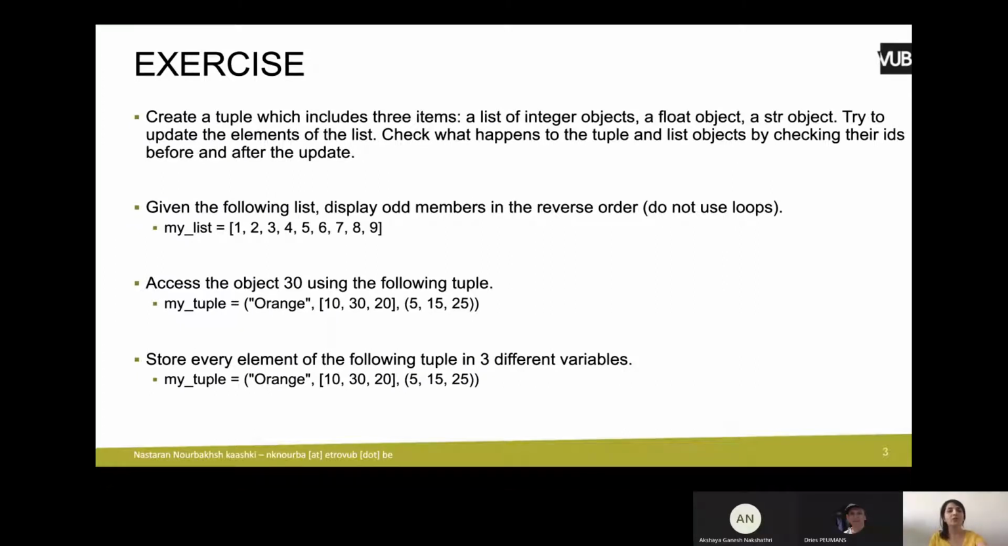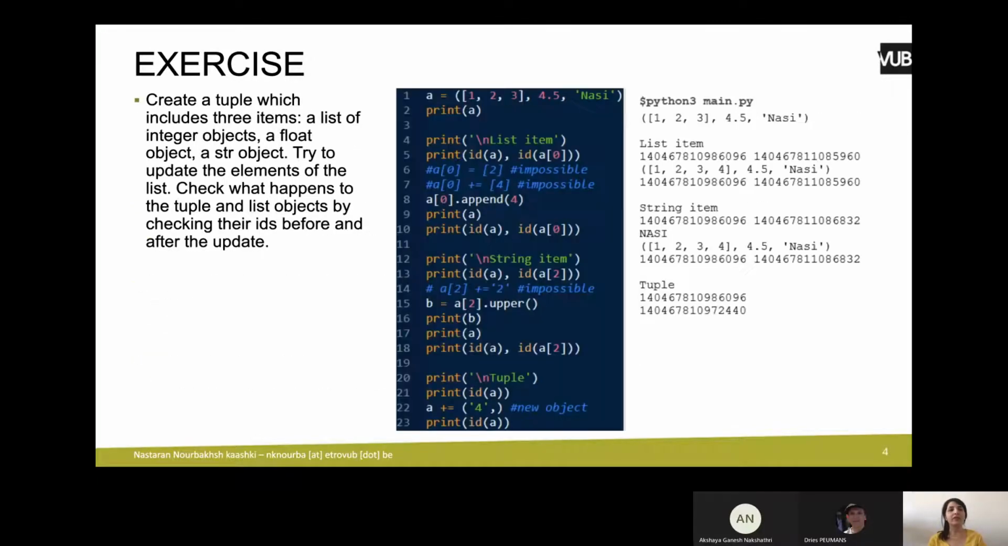I asked you to do 4 different exercises, and today we will solve them one by one. The first thing that I asked you to do was to create a tuple which includes 3 items: a list of integer objects, a float object, and a str object. So this is the tuple that I created. It includes a list, a floating point, and also a str.